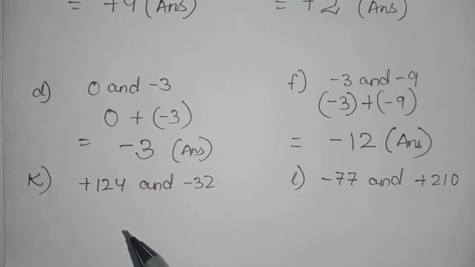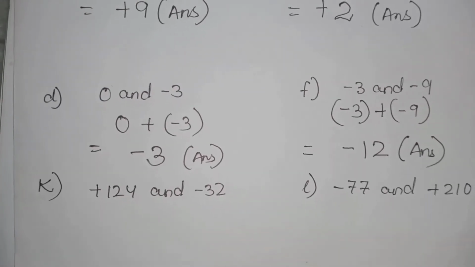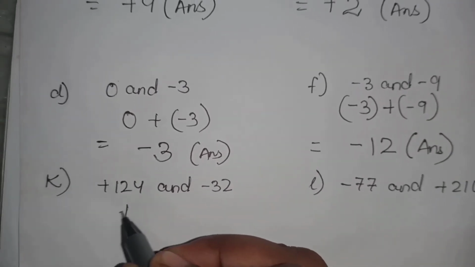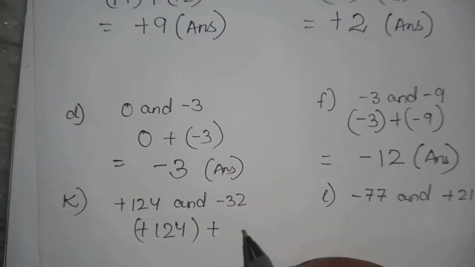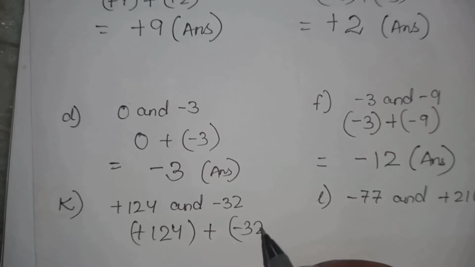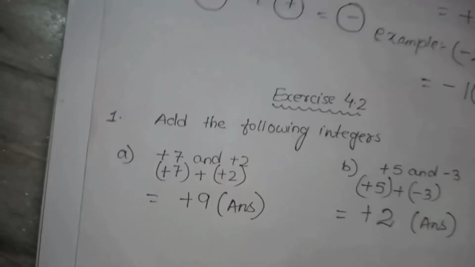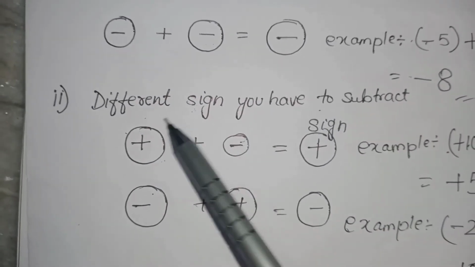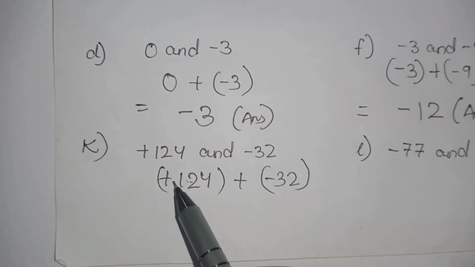Now these two questions are the last questions which I am doing, and whichever are left you will do as homework. Again, what is there? Plus 124 when added to minus 32. Now you can see that both the integers have different signs. So different sign, what do you have to do? You have to subtract. Different sign, subtract, and the sign depends upon the number which one is greater. So plus, this is minus.